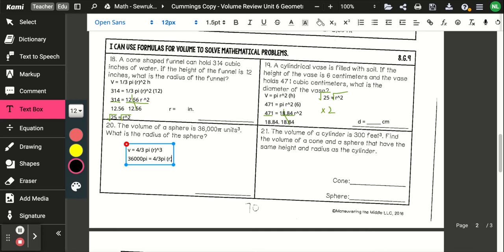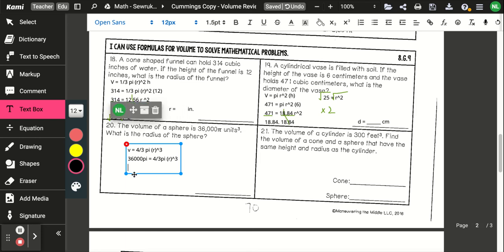times radius cubed. And remember, this is the one where you can divide both sides by 4/3 pi. You're dividing it, so the pi's will cancel, and you need to divide 36,000 by 4/3, and then you'll get radius cubed, and then you'll have to do the cube root in order to find out what the radius is. So I'm going to let you do that part on your own. Divide both sides by 4/3 pi.